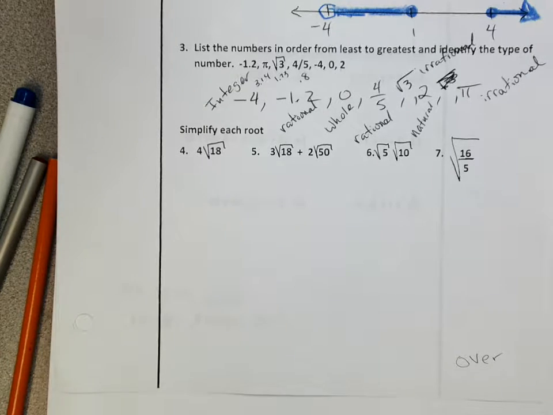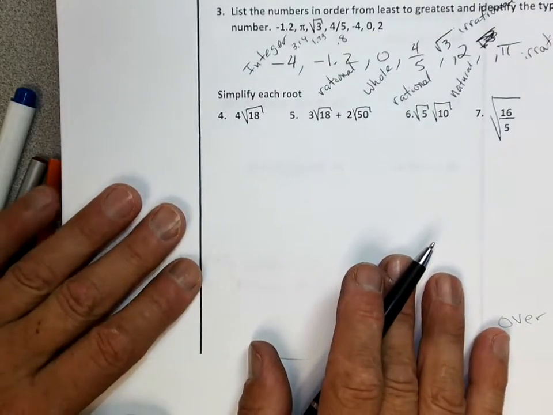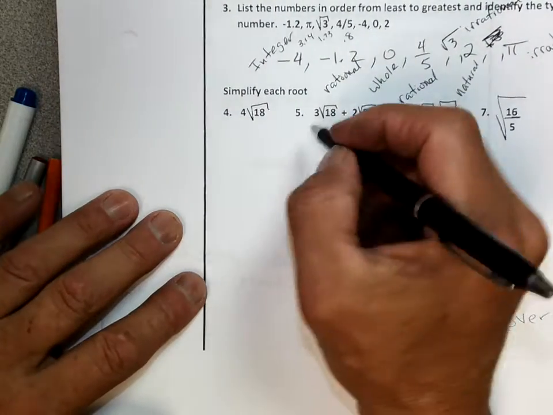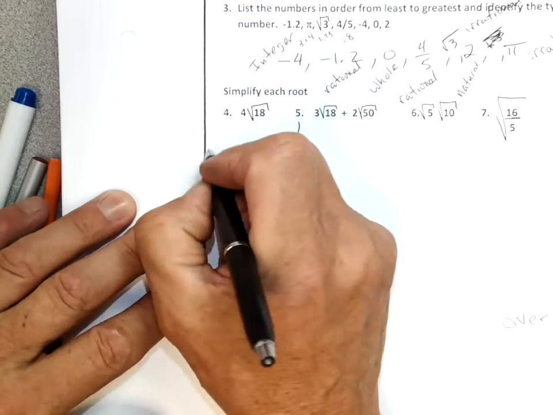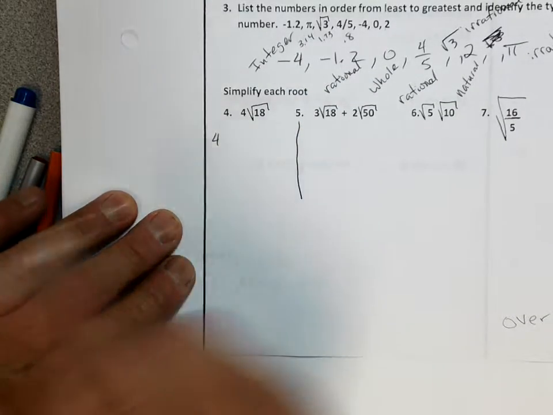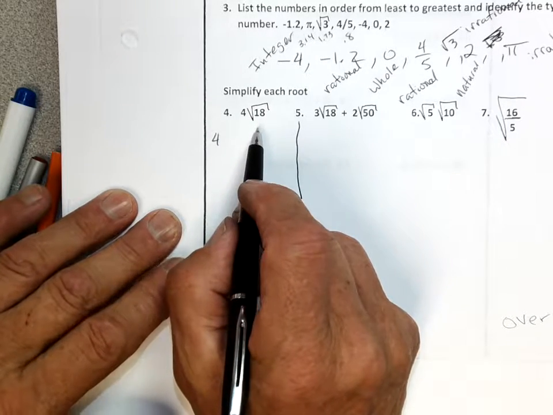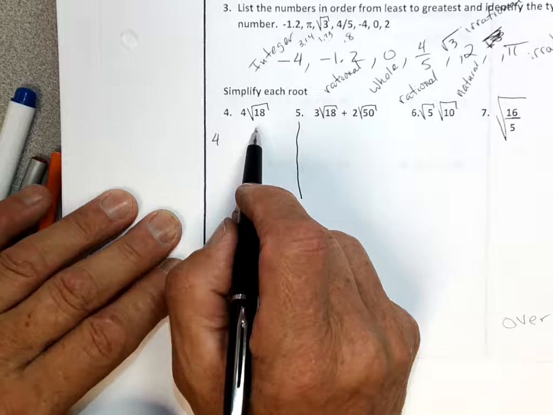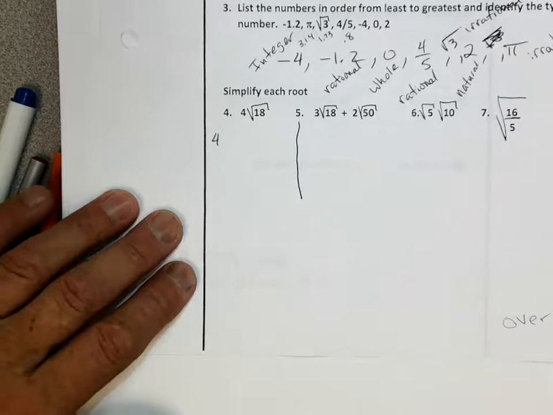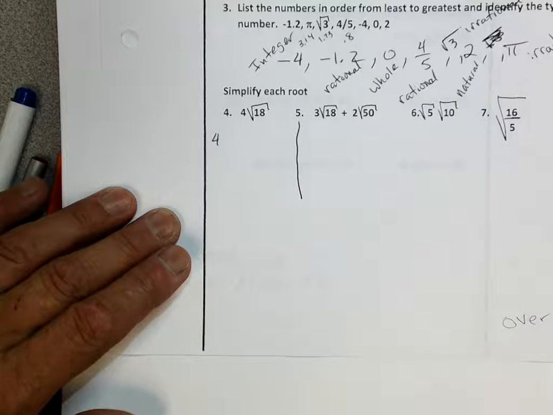All right, number 4, here we go. Am I okay? Am I going too fast? All right, so let's do number 4. I am going to leave the 4 on the outside because it's a regular 4. But with the 18, I'm looking for what times what makes 18. So give me two numbers. What times what? Okay. Give me two better numbers. I need a perfect square. Give me a perfect square. What times what makes 18?